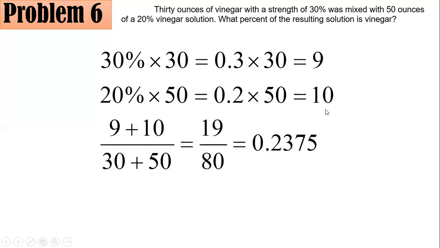This tells us that 9 plus 10, or 19 ounces out of the 30 plus 50, or 80 ounces, is vinegar. And upon doing the division, we have here 2,375 ten-thousandths, but multiplying this by 100% simply by moving the decimal point 2 places to the right, thus it's 23.75%. And those who answered this, you got it right, 23.75%. Okay, so far so good. Good job.